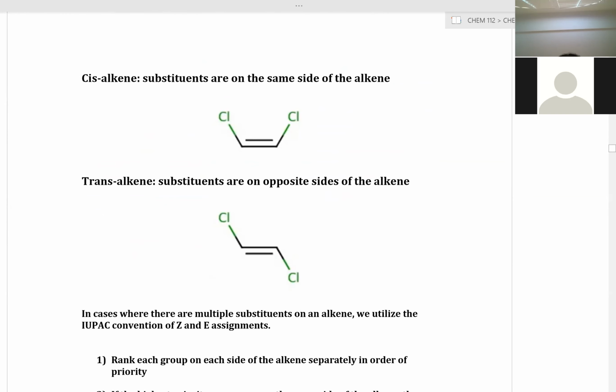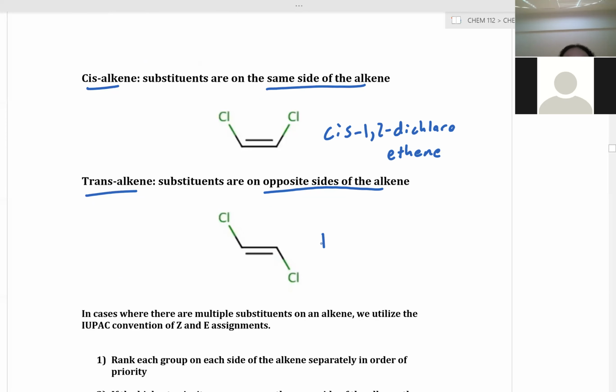As we discussed last chapter, a cis alkene has substituents on the same side of your alkene. A trans alkene has substituents on opposite sides of the alkene. So this would be cis-1,2-dichloroethene. This would be trans-1,2-dichloroethene.